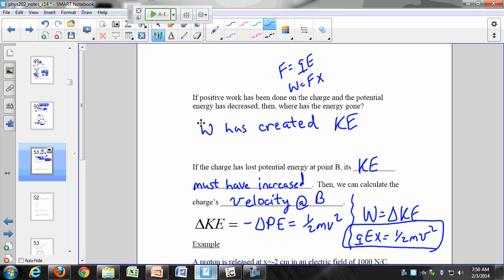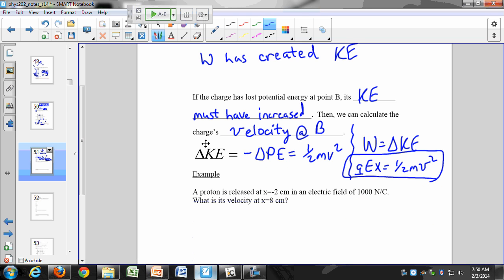It's a pretty useful relationship, that if I have an electric field and a charge moves a measured distance through that electric field, if I know its mass, I can determine its velocity, or if I find its velocity, I can determine its mass, and that might even be more useful. If you measure the particle's velocity, you can find the particle's mass.